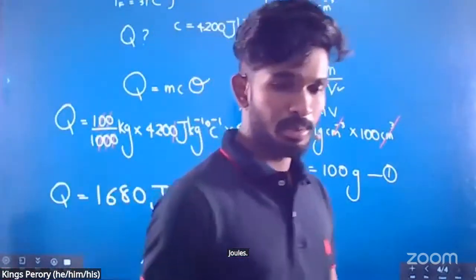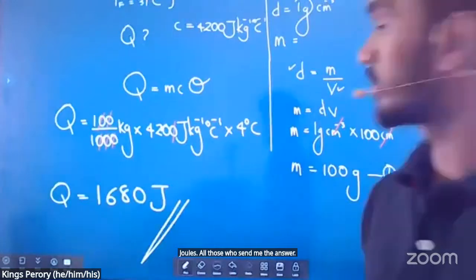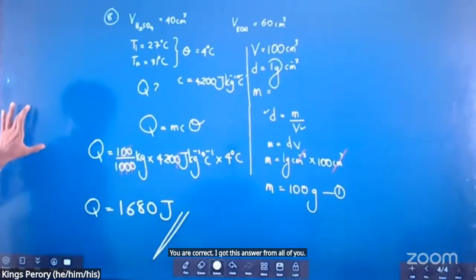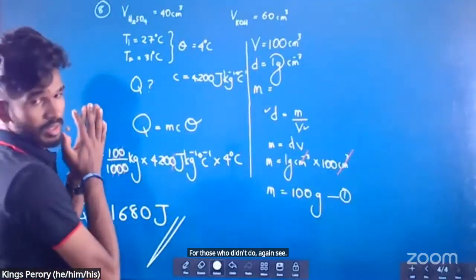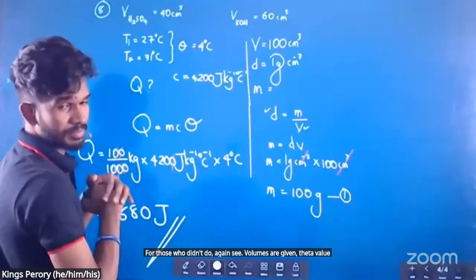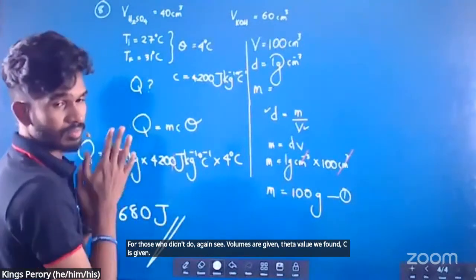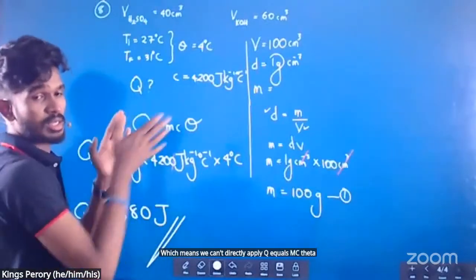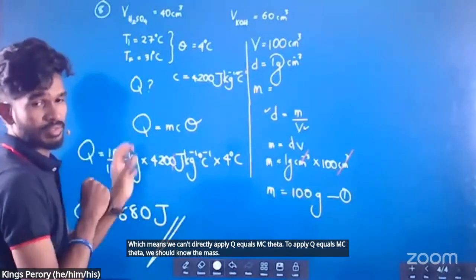All those who sent me the answer, you are correct. I got this answer from all of you. Those who didn't, again see: volumes are given, theta value we found, C is given, D is given. Which means we can't directly apply Q equals MC theta. To apply Q equals MC theta, we should know the mass. First we found the mass.